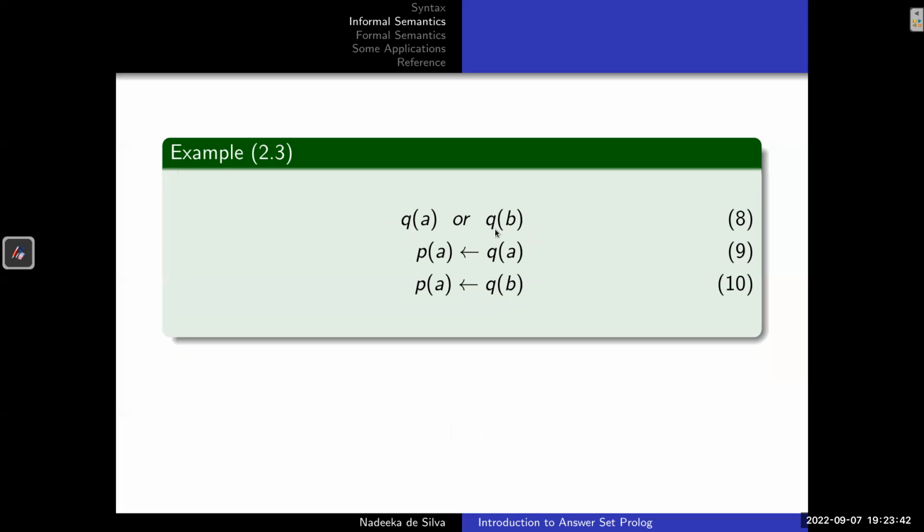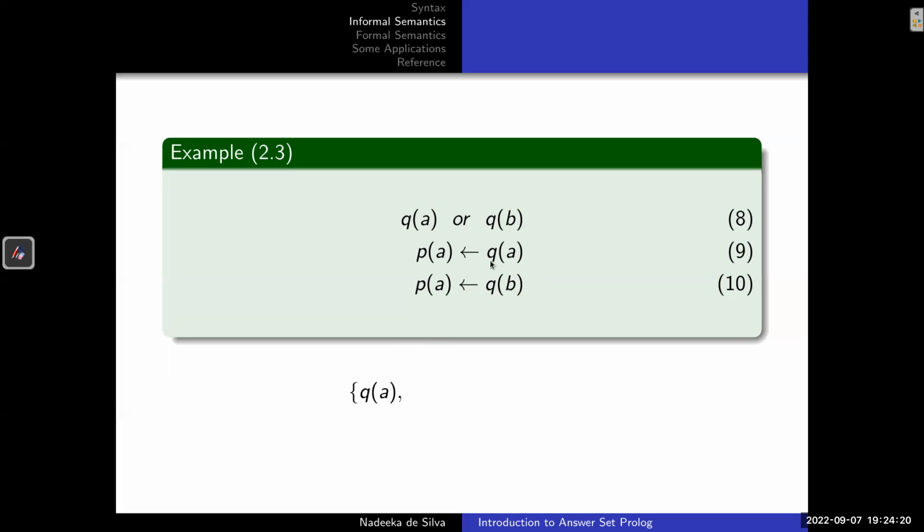So this is another program. Here rule 8 is a fact. I have QA or QB. Here I have to believe the head of the rule, but since it is an OR, I am not forced to believe both of them. I have to believe one. If I believe one, it will satisfy this rule with OR. So one option is to believe QA. If I believe QA, it is enough, and the first rule is satisfied.